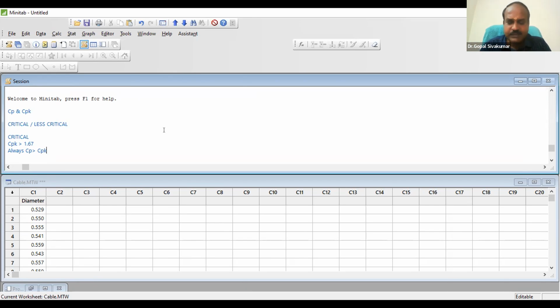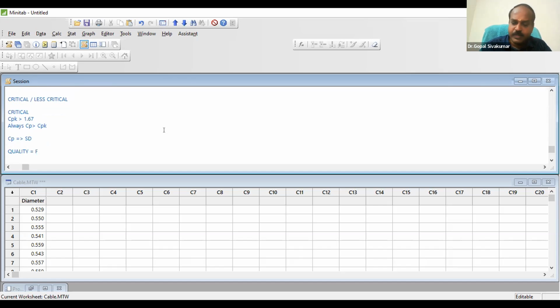So what is this difference? Why are there two metrics? Why are we confusing ourselves with two metrics? For calculation of Cp, we make use of only standard deviation. Only standard deviation. But what is our understanding about quality?